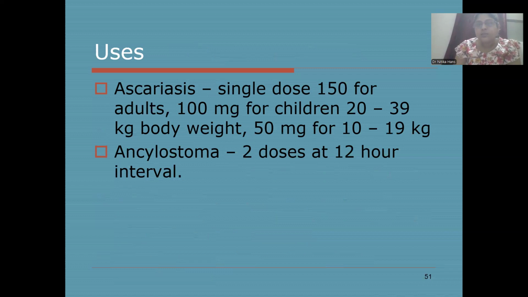The dose is a single dose of 150 milligram for adults, 100 milligram for children of 20 to 39 kg body weight, and 50 milligram for 10 to 19 kg body weight. In ankylostomiasis, two doses at a 12-hour interval are given.